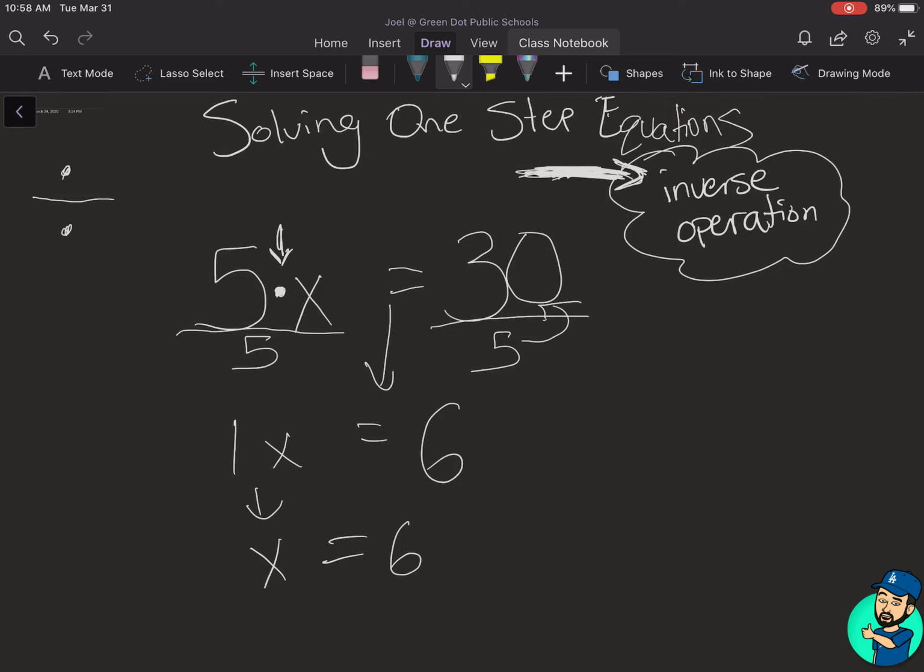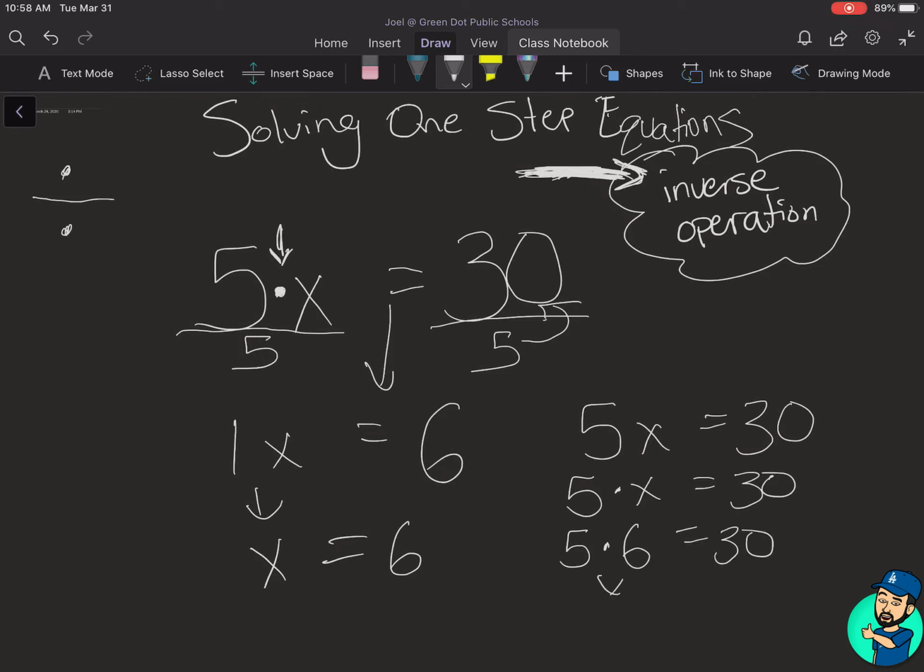Now, if you plug it back into the original problem, where we had 5x equals 30, and then 5x is 5 times x equals 30. If I plug in 6 for x, so 5 times 6 equals 30. 5 times 6 is 30, and 30 does equal 30. So my answer is 6. Let's try another one.